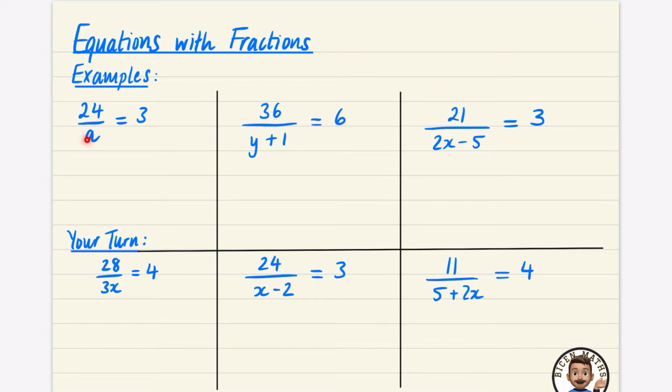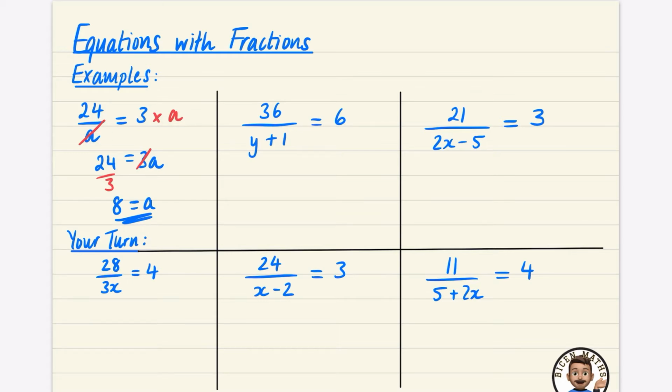The difference here is in all of these questions, the variable, the letter, is now in the bottom of the fraction. When it was in the top, we knew exactly what to do. Well, really, we know what to do in this case as well. I have something that is being divided by a, and the opposite of dividing by a, to get rid of this, I multiply it by a, so that we get 24 equals 3a. Then all I need to do is divide by the 3, so I get 24 divided by 3, which is 8. So the answer is that a is equal to 8. Look at how the a was down here and we moved it up to the top.